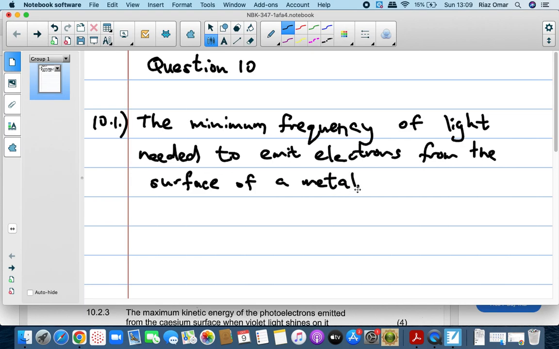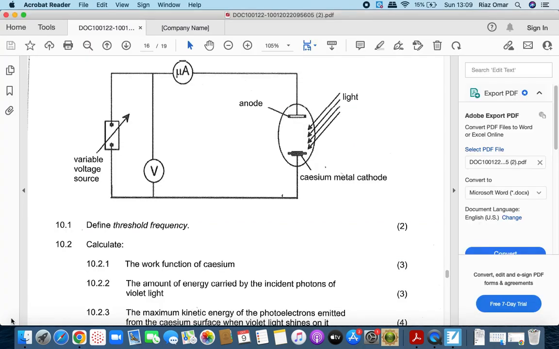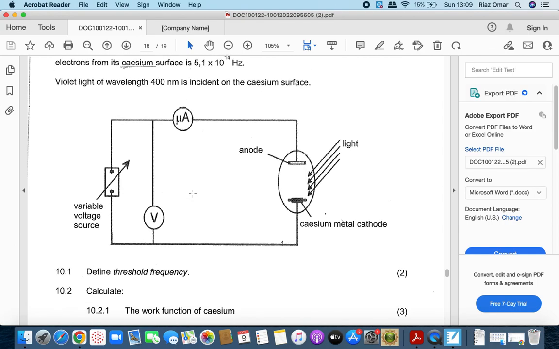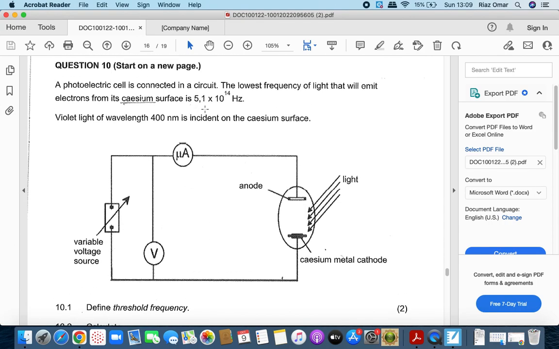So if you learn your definitions, you get 3 marks. Now 10.2, let's look at our question. It says calculate the work function of the cesium metal. The lowest frequency of light that will emit electrons from the cesium surface is 5,1 times 10 to the 14, so that's the threshold frequency of the cesium metal.